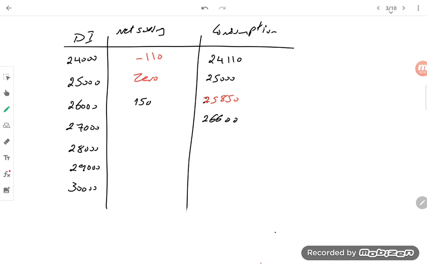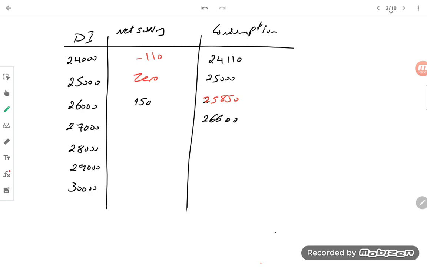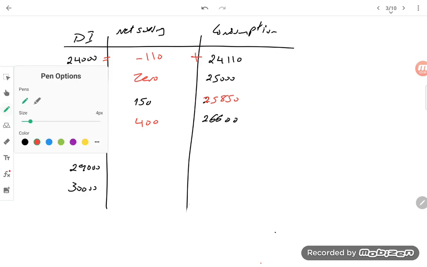If you know that your disposable income is 27,000 and the consumption expenditure is 26,600, savings will be 400. This means if you add consumption and savings, the value will be the disposable income. Okay, and so on.